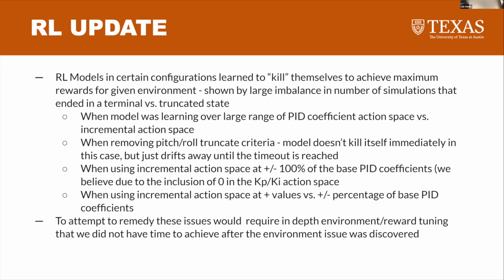It no longer tried to kill itself that way, but it just drifted out into space until it timed out in order to minimize the rewards. And then when we used the incremental action space, if we gave it plus or minus 100, because 0 as a KP and KI parameter was in that space, it would just set everything to 0 and then kill itself that way. And then we also tried, instead of giving it a percent range, just add, so stay away from 0, but just add to the KP and KI.